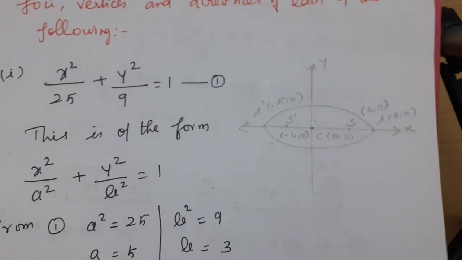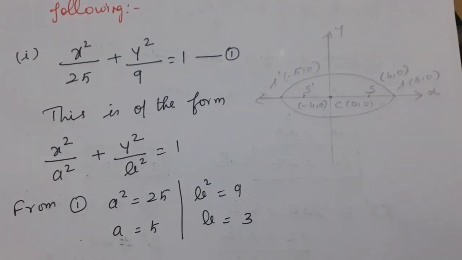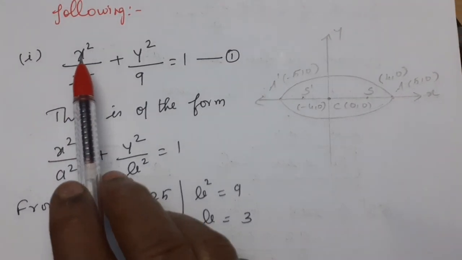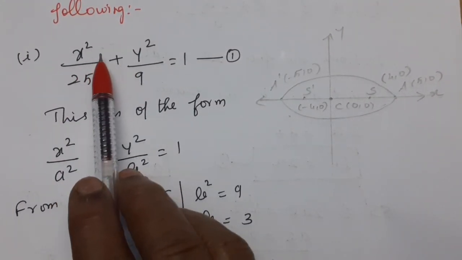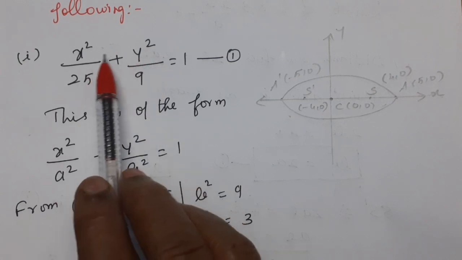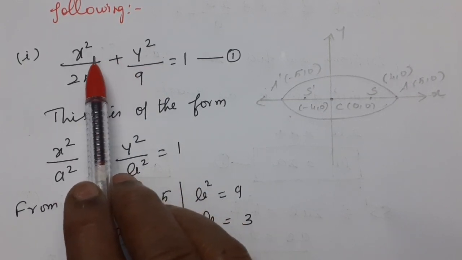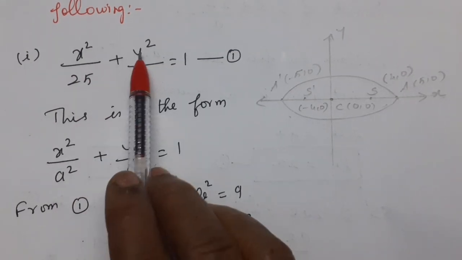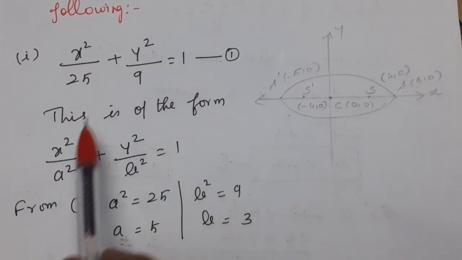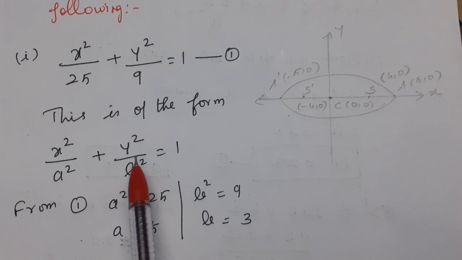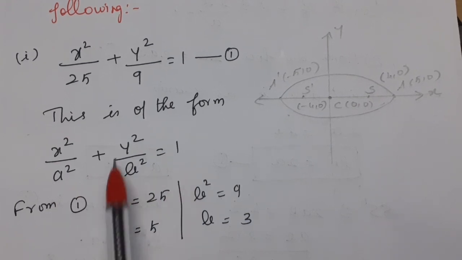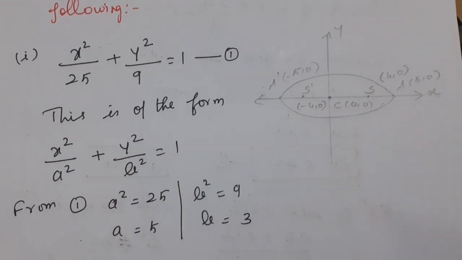So this is of the form x square by a square plus y square by b square equal to 1. Therefore, the ellipse is passing through the origin. Why do I say passing through the origin? If it were x minus h the whole square, y minus k the whole square, with h comma k other than the origin, it would not be passing through the origin. Here x square by 25 plus y square by 9 equal to 1 is of the form x square by a square plus y square by b square equal to 1. Therefore, the ellipse is passing through the origin.